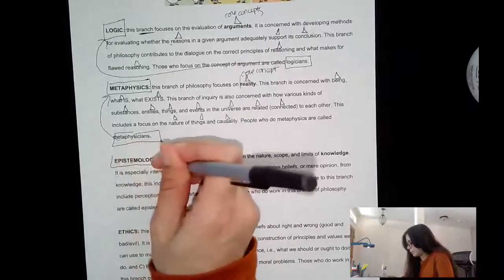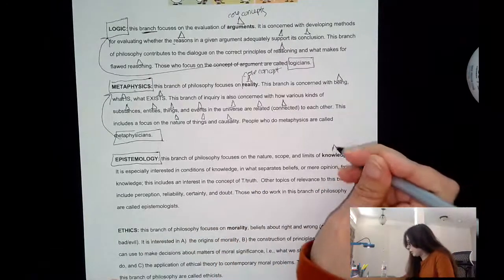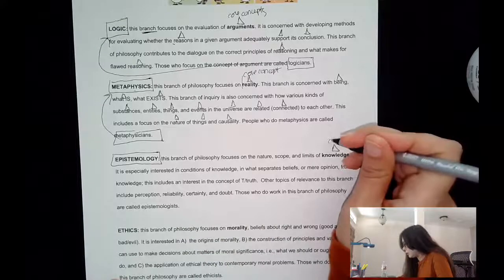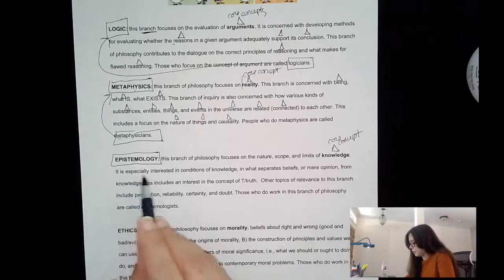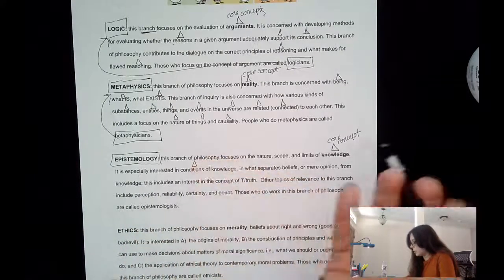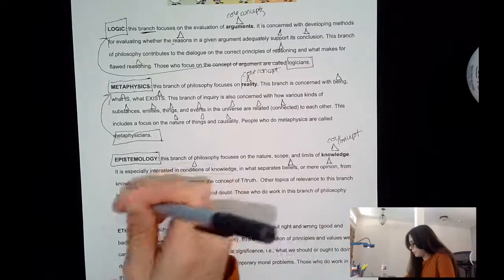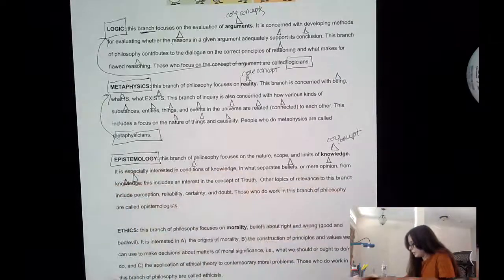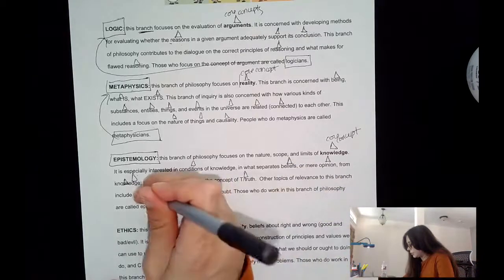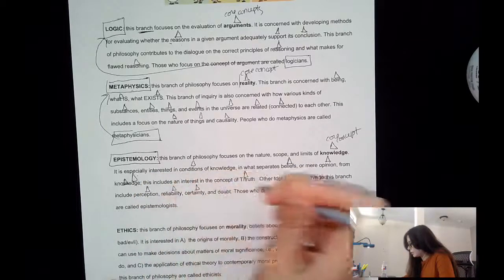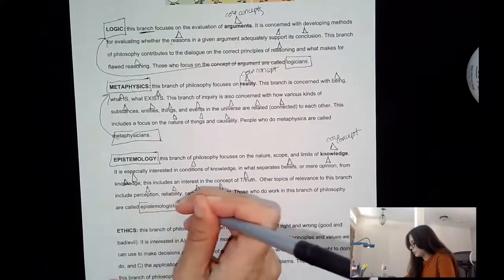Epistemology, that's another branch. This branch of philosophy focuses on the nature, scope, and limits of knowledge. So this is the core concept. This is the most important concept for epistemologists. It is especially interested in the conditions, like requirements of knowledge, and what separates belief or mere opinion from knowledge. So there it is again. This includes an interest in truth. Other topics of relevance to this branch include perception, reliability, certainty, and doubt. Those who do work in this branch are called epistemologists.